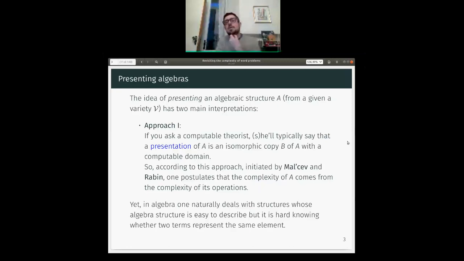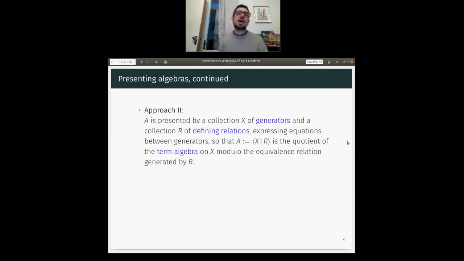Now, on the other hand, there is another approach to the presentation of structures, which is completely mainstream in algebra. To some extent it is motivated by the fact that in algebra, one naturally deals with structures in which the algebra structure itself is easy to describe. What is hard is knowing whether two terms represent the same element. So more formally, you can define in some nice effective way the pre-algebra, and then the algebra you are really referring to is a quotient of this pre-algebra relative to some equivalence relation.